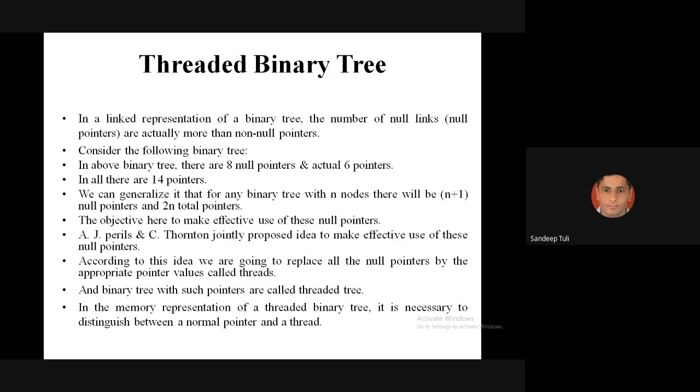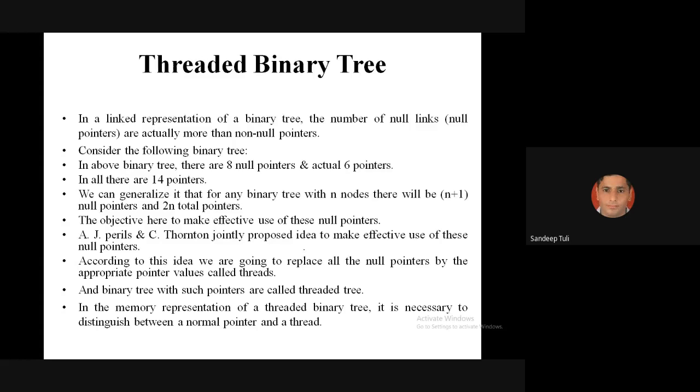Okay, so now look at that. In a linked representation of the binary tree, the number of null pointers is actually more than that of the non-null pointers. आपको ऊपर एग्जांपल मैंने सारे लिख दिया है इसमें, theoretically it is there. Total 8 null pointers and 6 pointers, 14 pointers are there. We can generalize it. That point is very important.